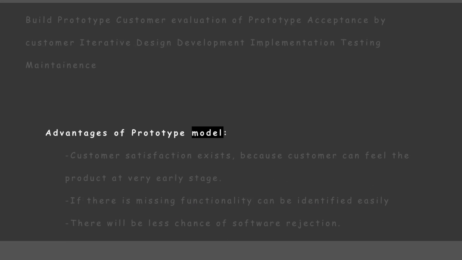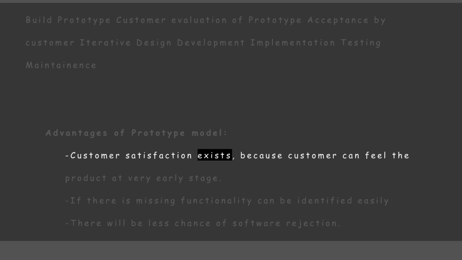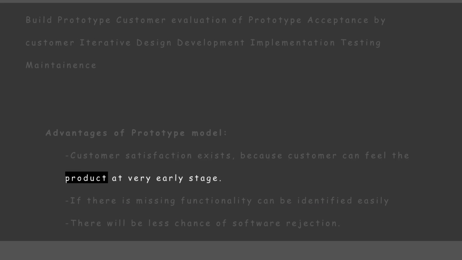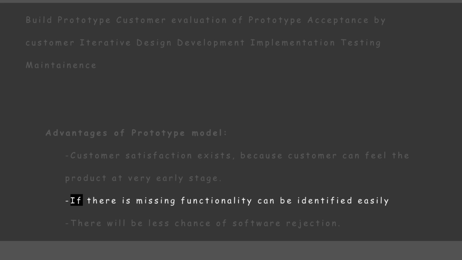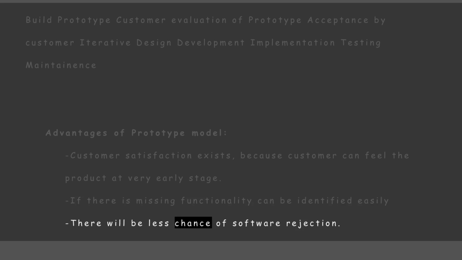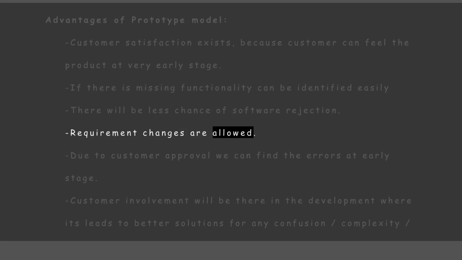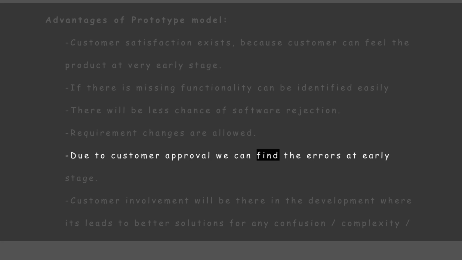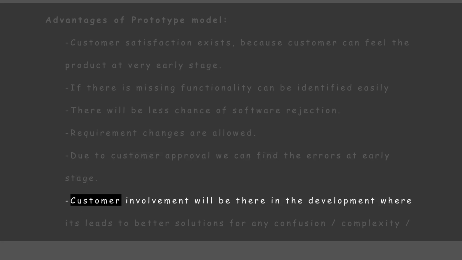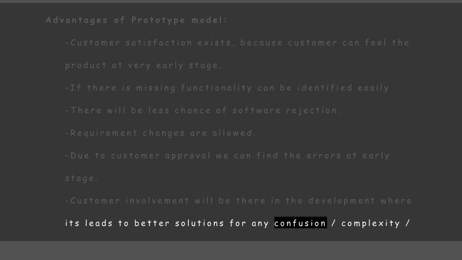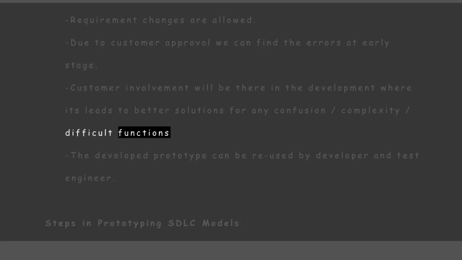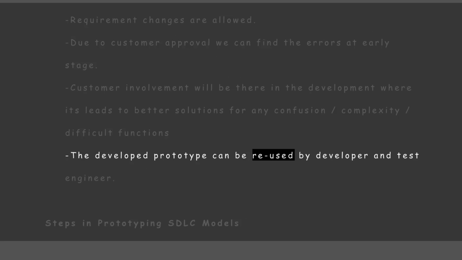Advantages of the prototype model. Customer satisfaction exists because the customer can feel the product at a very early stage. If there is missing functionality, it can be identified easily. There will be less chance of software rejection. Requirement changes are allowed. Due to customer approval, we can find the errors at an early stage. Customer involvement in the development leads to better solutions for any confusion, complexity, difficult functions. The developed prototype can be reused by developers and test engineers.